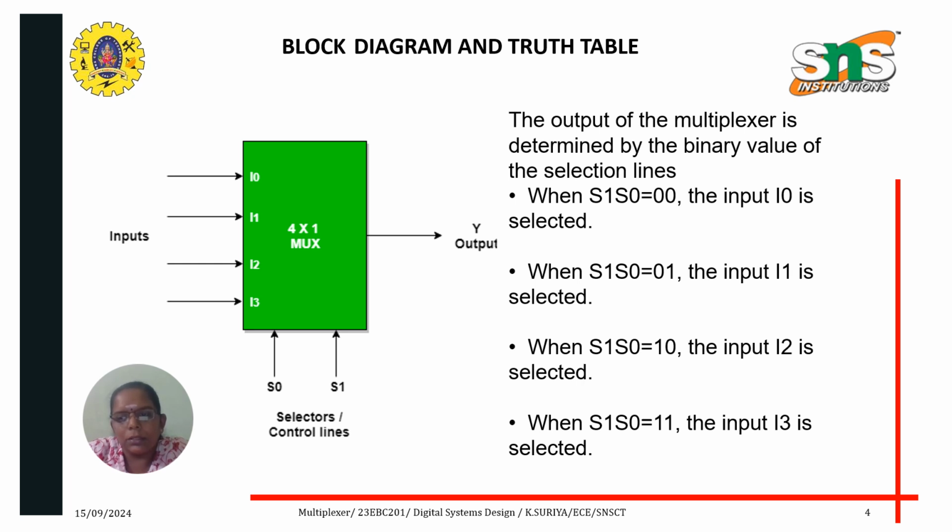When S1, S0 is equal to 0, 0, the input I0 is selected. When S1, S0 is equal to 0, 1, the input I1 will be selected. When S1, S0 is equal to 1, 0, the input I2 is selected. And when S1, S0 is equal to 1, 1, the input I3 is selected.